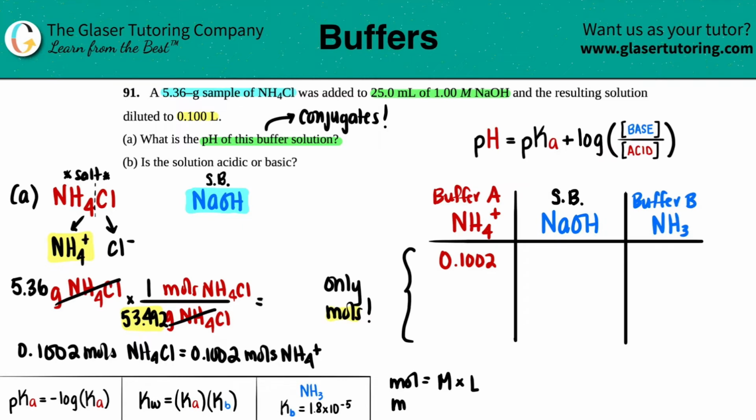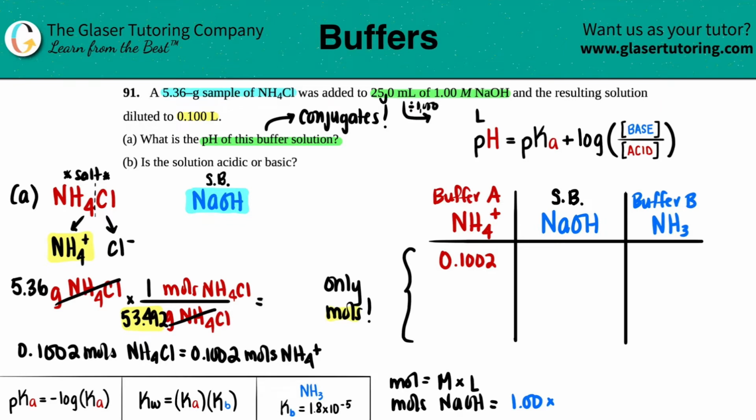Well, the moles of NaOH would be the molarity. They did tell us that we had a starting molarity of 1.00, and that has to be multiplied by the liters, but they gave me 25 mils. I have to first convert those 25 mils into liters, but that's easy. Milliliters to liters, you just divide by 1,000.